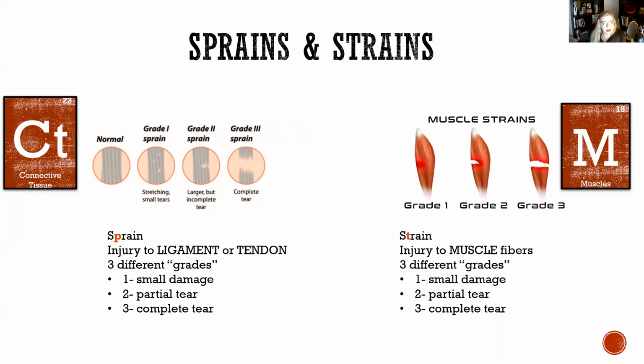Now, why would we need to recognize the difference? Well, one of the big questions here is which one is harder to recover from? The answer by far is the ligament or tendon injury is way, way harder to recover from than a muscle strain. Now, if you think about it, the muscle is the part that does almost all of the work, and the fibers contract to go ahead and give us our movement.